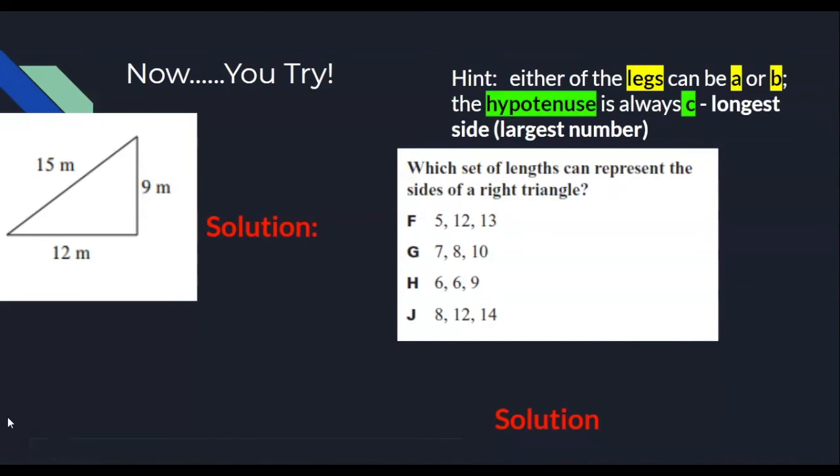Now, here are two examples for you to try yourself. Remember that the legs can be either A or B, but the hypotenuse is always the longest side, or in this case, the largest number. We'll look at the solutions shortly.